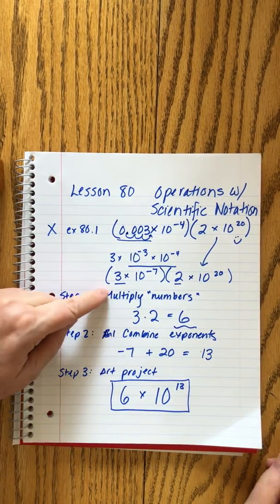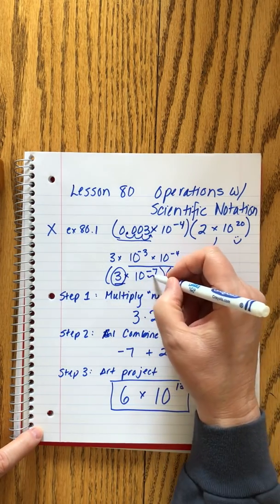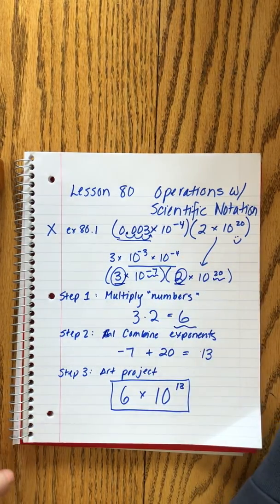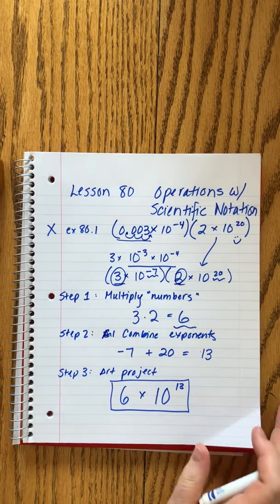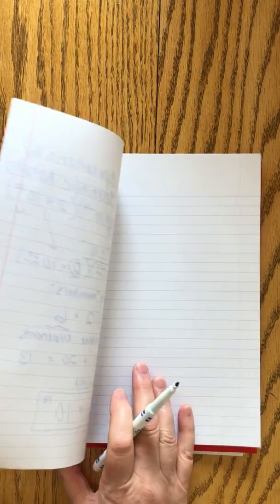All right, so we multiply the numbers, then we combine the exponents, and then art project means we just write it so it looks nice. Okay, that was multiplication. Here comes another multiplication one.